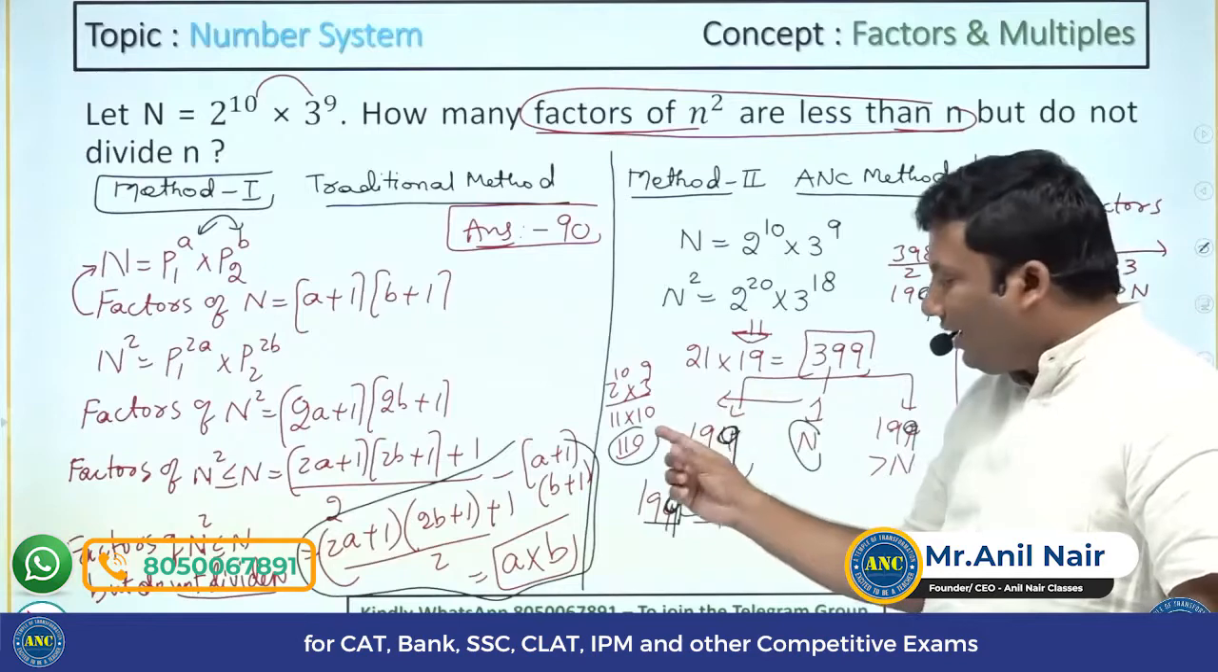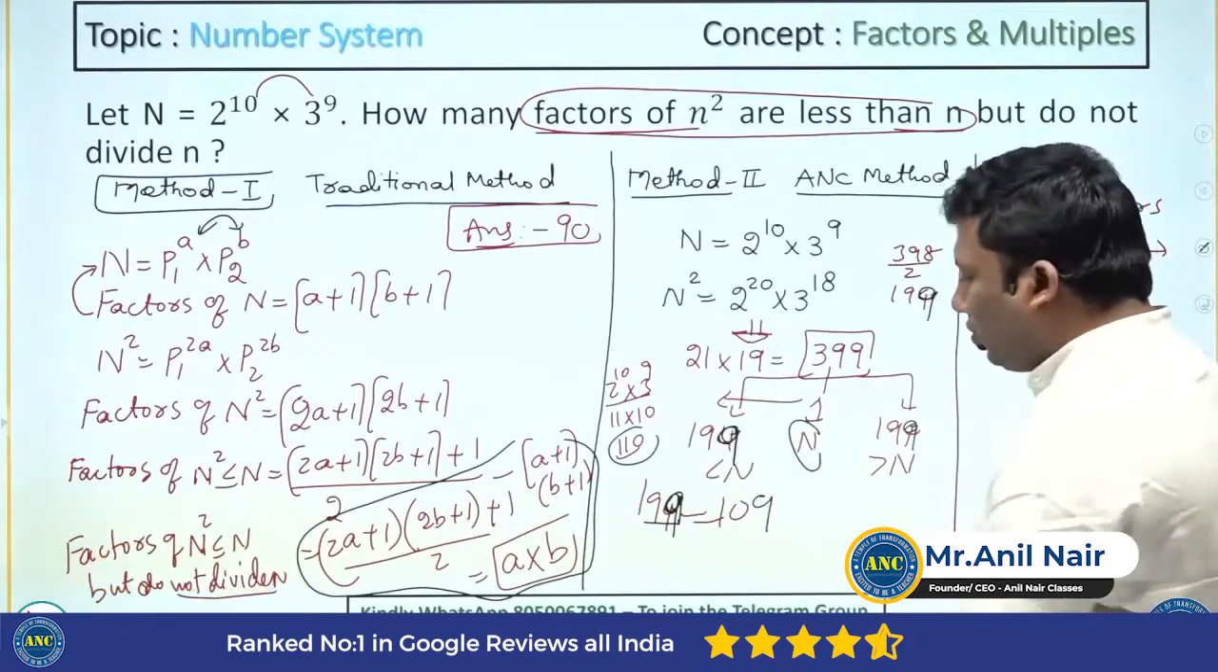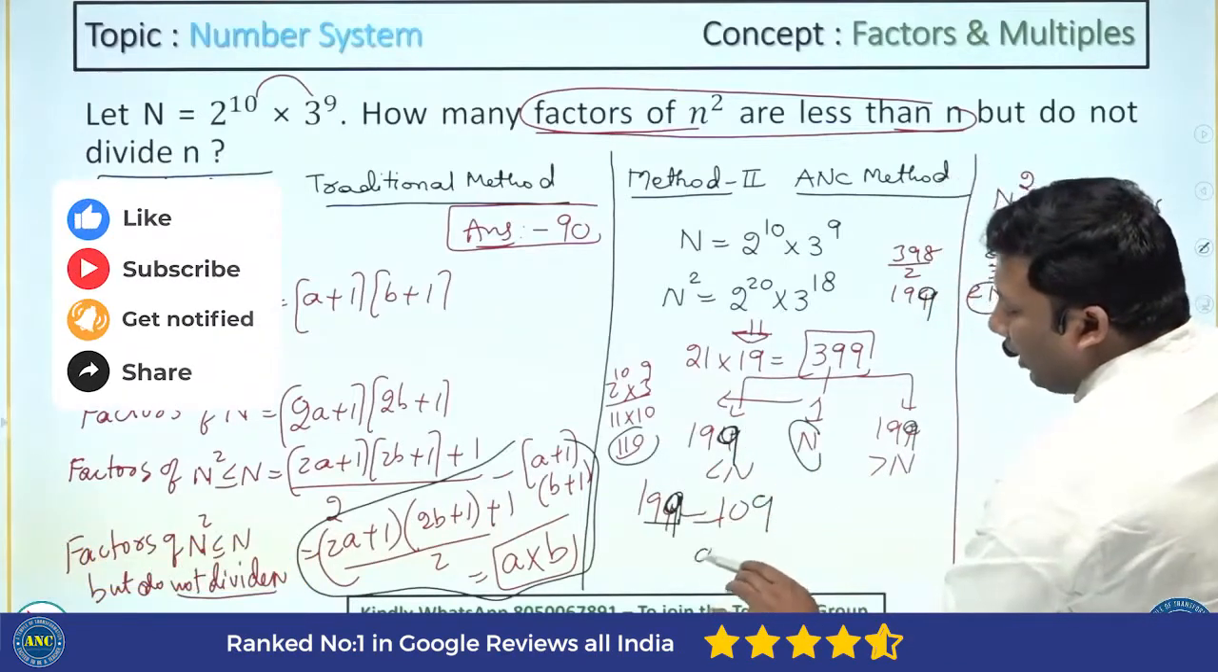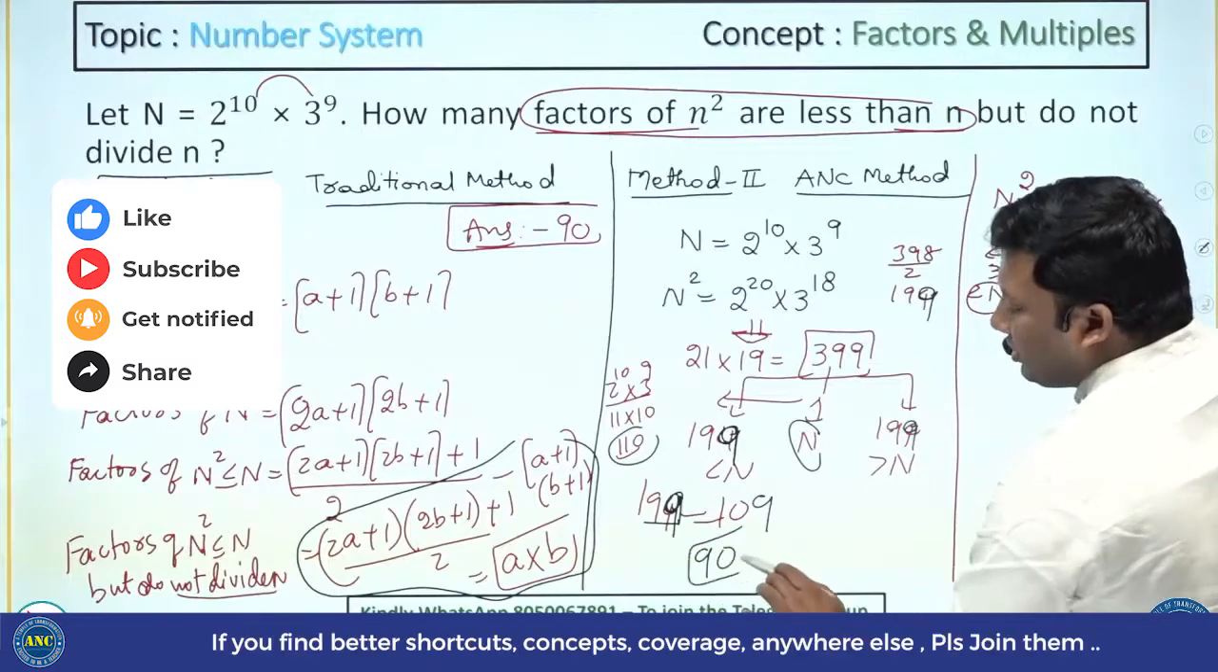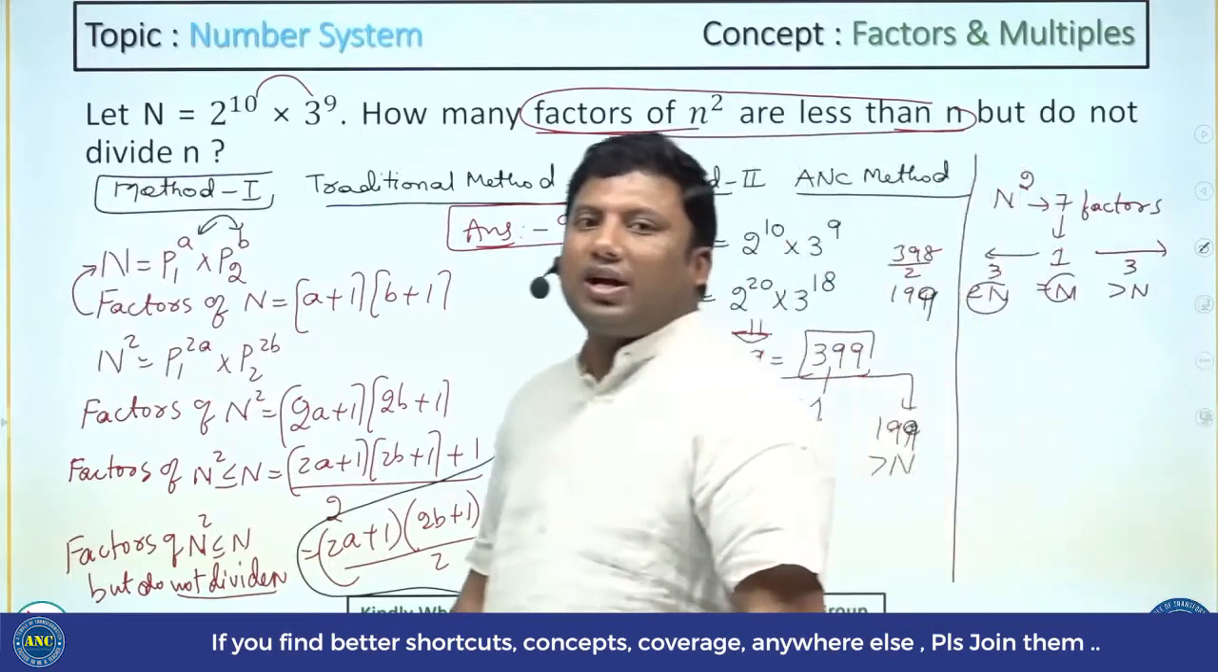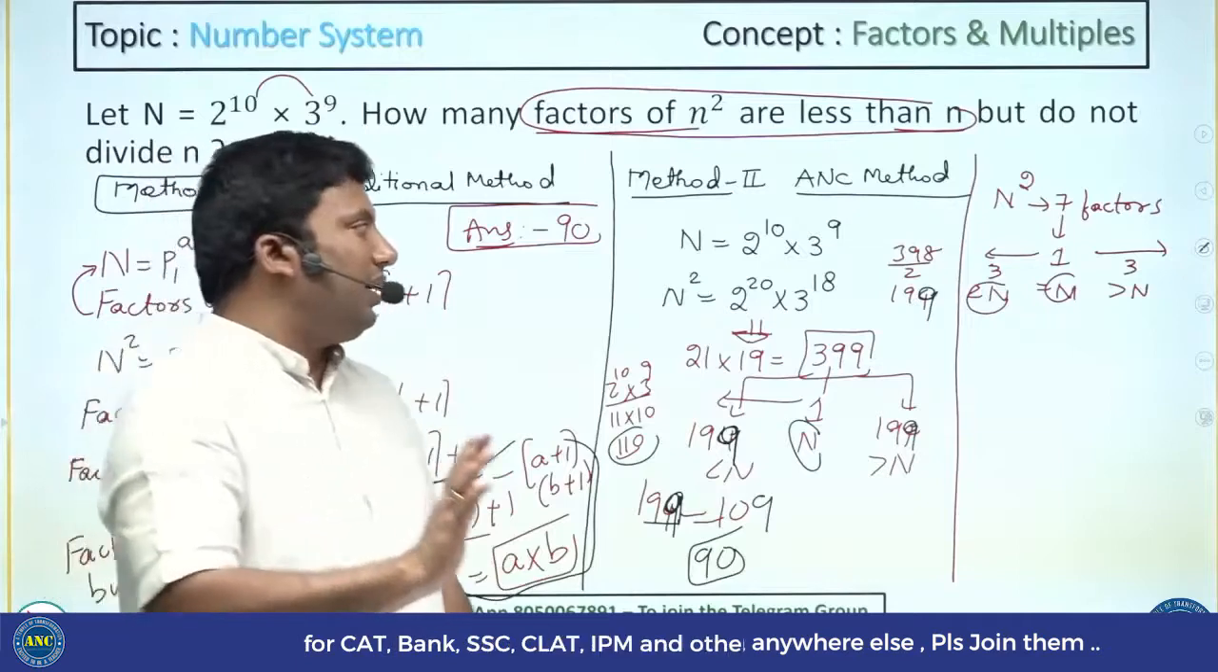109 factors will be less than n. One factor will be equivalent to n. So 199 minus 109. Direct answer is 90. Logically, you can solve it. Again, I am repeating it.